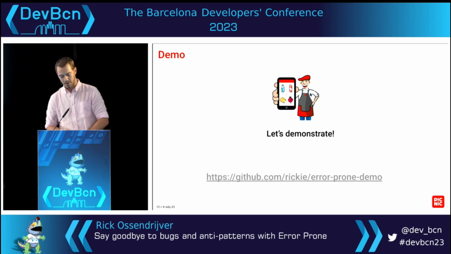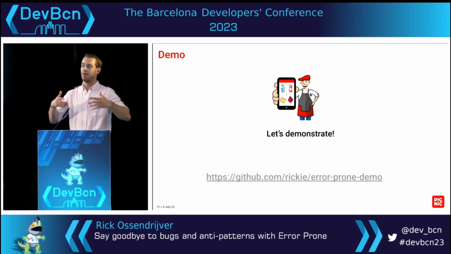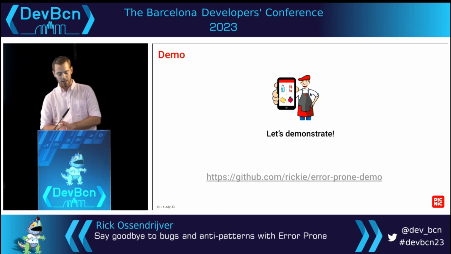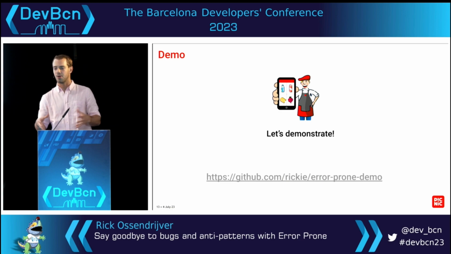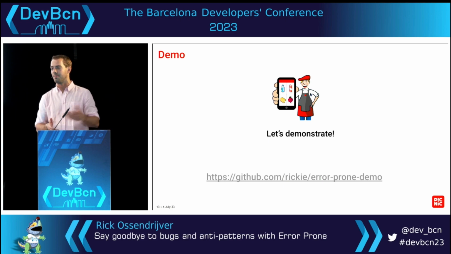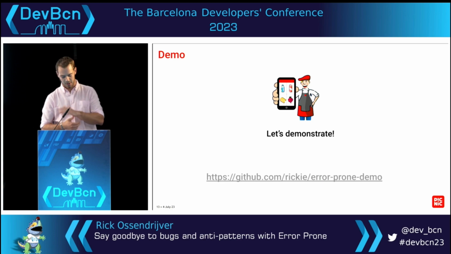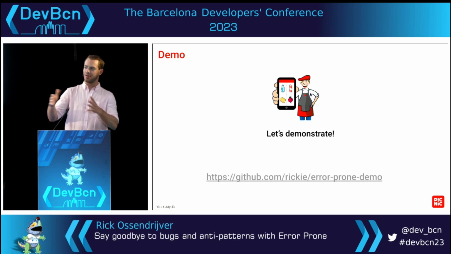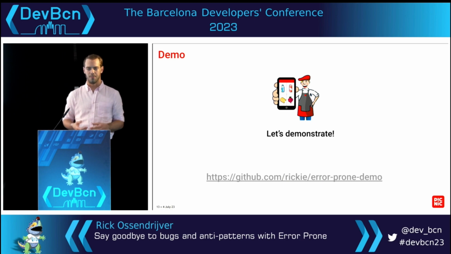So now that you know about Error Prone and Refaster, I actually want to show them in action. We're going to look at a Maven project, but Error Prone also works for other build systems like Bazel and Gradle. The link will also be on the final slide. But before we dive into the demo, I need to tell a little bit about the build, such that you understand what we're going to see.